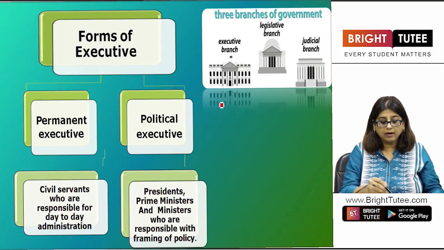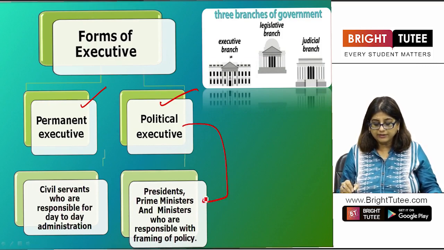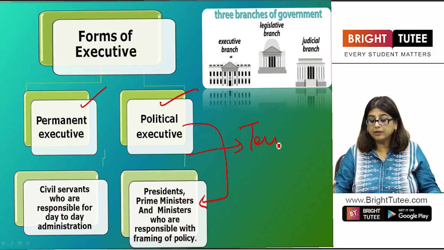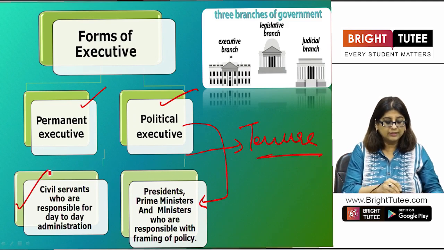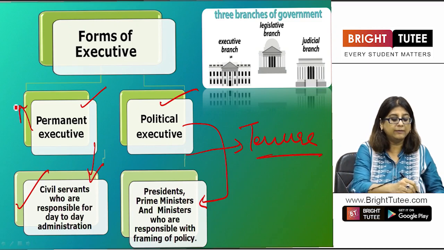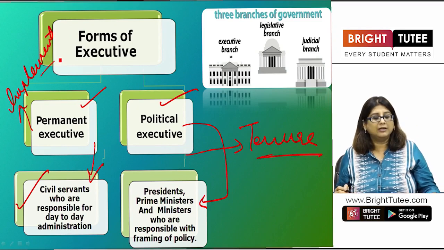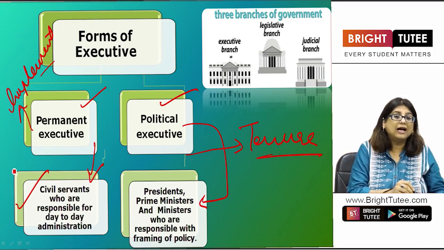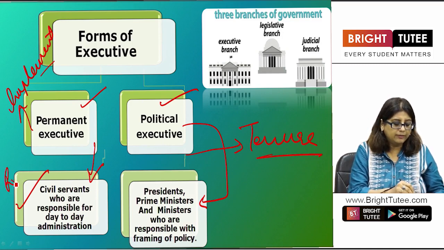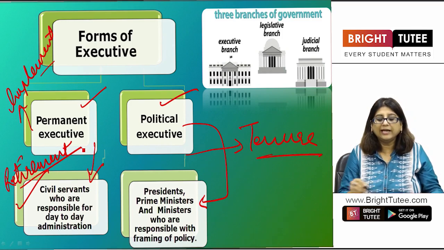Forms of executive are permanent executive and political executive. Political executive are presidents, prime ministers, ministers who are responsible for framing of policy. And they have a particular tenure also. But civil servants, they are the permanent ones, those who are responsible for day-to-day administration. That means they implement the policies made by the political executives. And they have a particular tenure, but which ends at the time of retirement only. No one says that they have to leave the job because they are permanent ones.